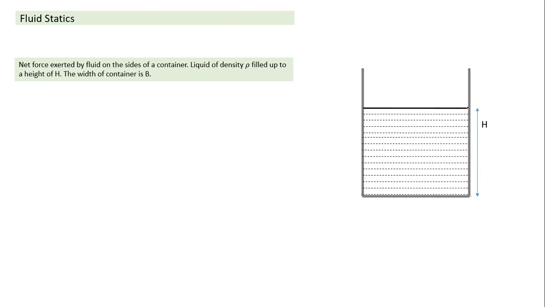So what is gauge pressure here? At this point, gauge pressure is 0. And from here, the pressure increases linearly. And at the bottom, the pressure is rho L into g into h. Since the pressure is varying linearly, when I have to calculate force, I need to divide this whole area into small areas on which pressure is equal.